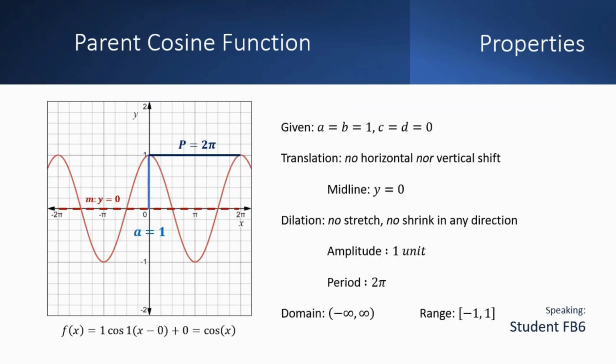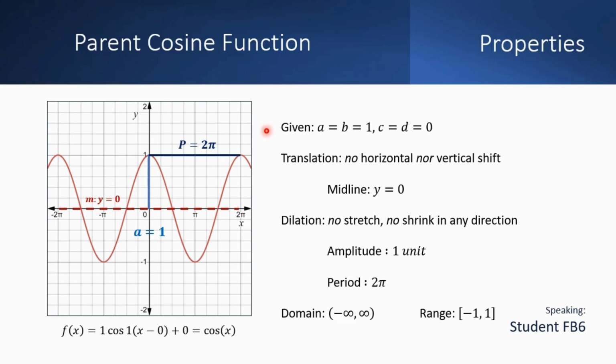So, given that a is equal to b is equal to 1 and c is equal to d is equal to 0 in our parent cosine function, there is no translation because there's no horizontal or phase shift nor vertical shift that happen. Therefore, the midline will stay situated at y is equal to 0. There is also no dilation, no stretch, or no shrink in any direction. Therefore, the amplitude will stay being 1 unit and the period to be 2 pi.